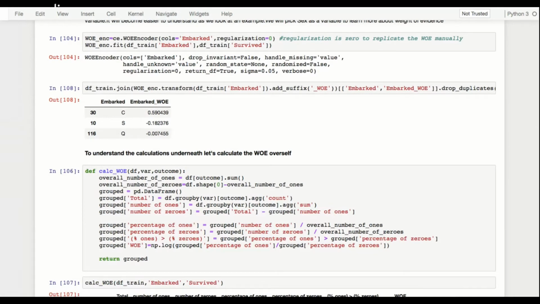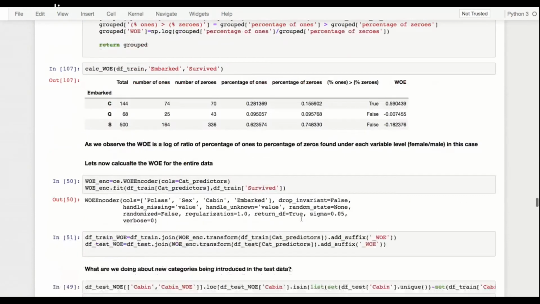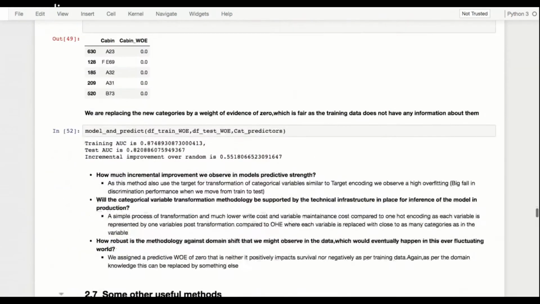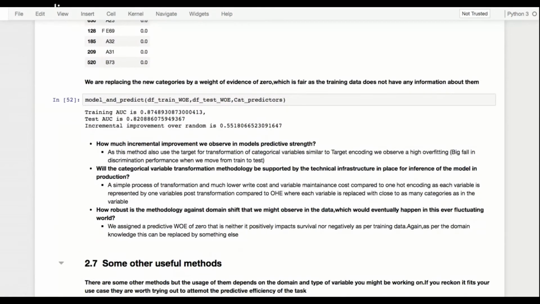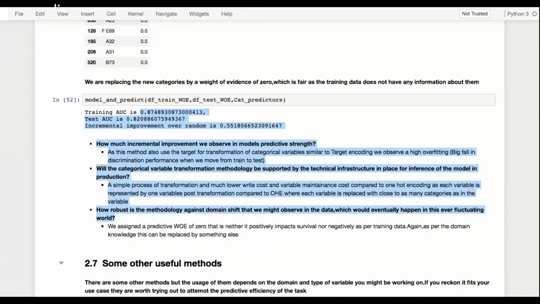As I said, there are lots of encoding techniques, but different encoding techniques have been adapted in different sectors. They have probably used them and identified that a particular technique has a heuristic advantage in those sectors. Now, when you use weight of evidence, the observations and output that you get are quite similar to target encoding because it's a supervised encoding technique. You see a high amount of overfitting, and it is easier to implement.